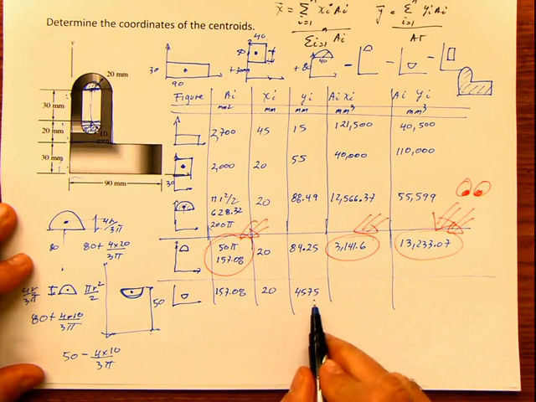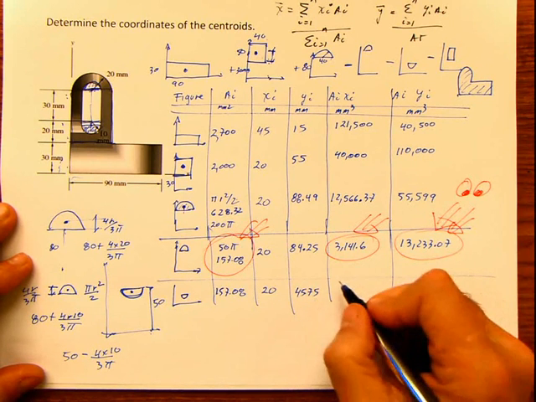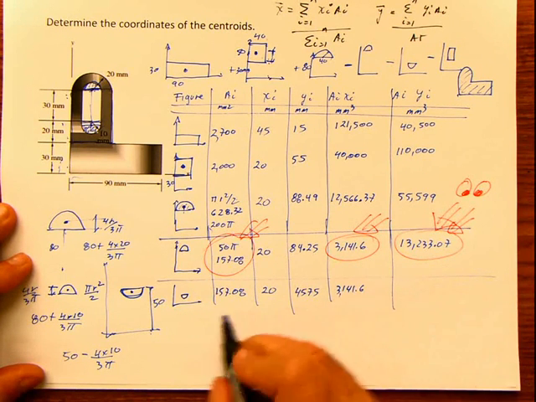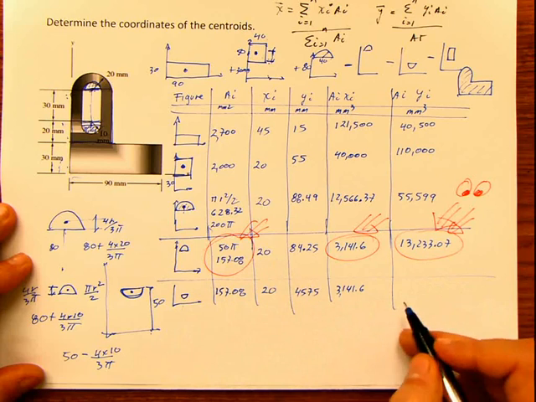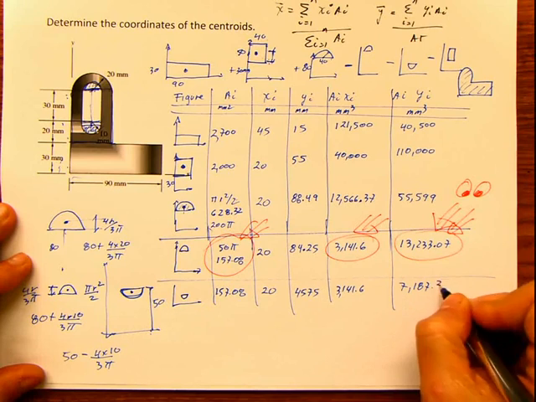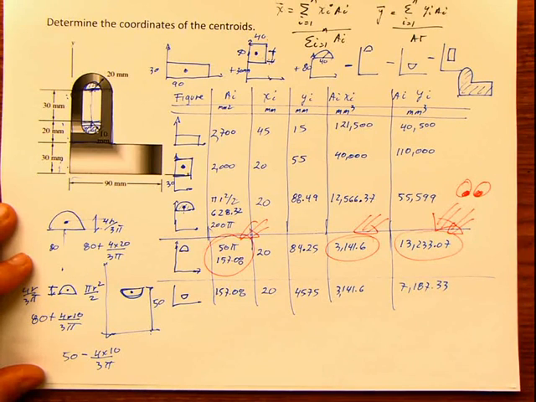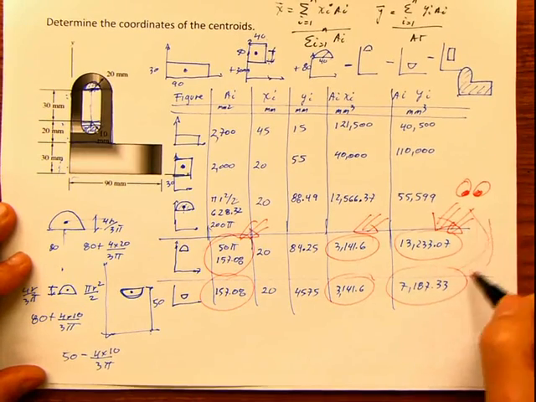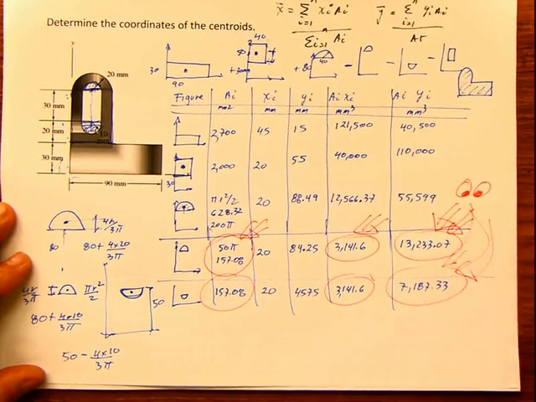Do the multiplication, 3141.6, because it's exactly the same. And in this case it changes, of course, it's 7,187.33. Same treatment: negative, negative, negative. Beware of that.